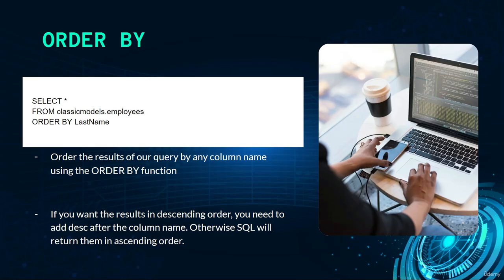So the last topic for this video is order by. The output of any query can be ordered by a specified column in either ascending or descending order. Order by is the last function used in the query, as you can see in this example. The output would return the results ordered by the last name of the employee. SQL will automatically display the results in ascending order, but if you do want it in descending order, you need to add DESC after the column name.